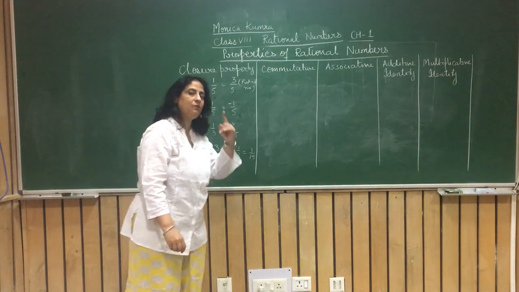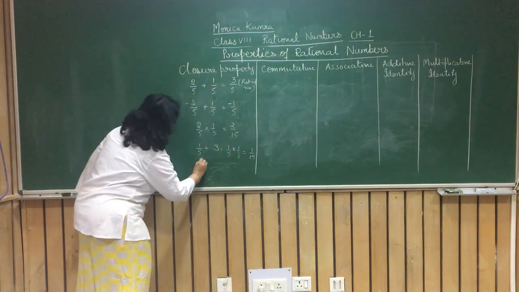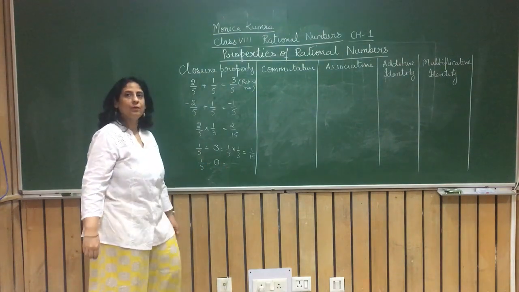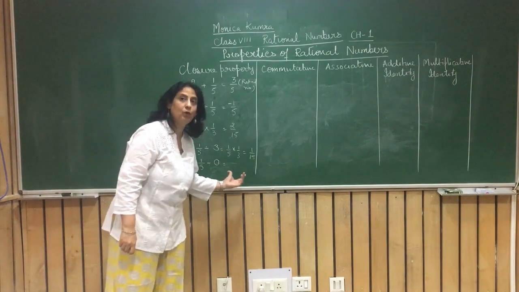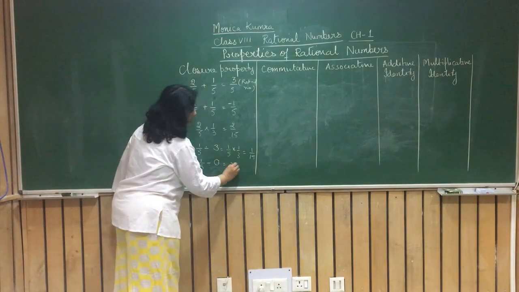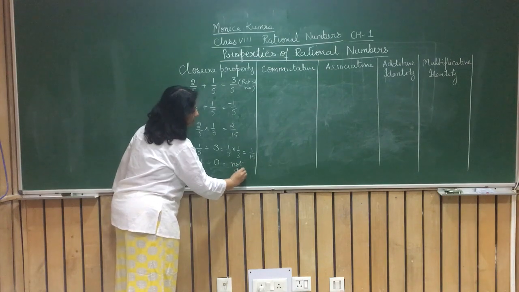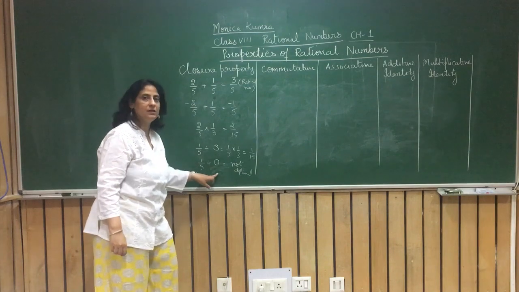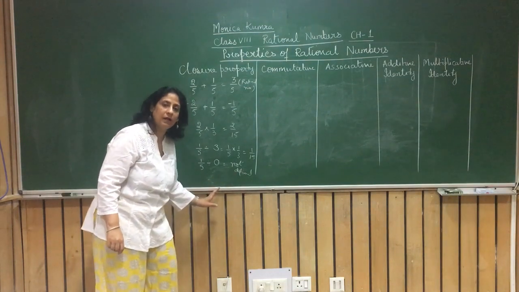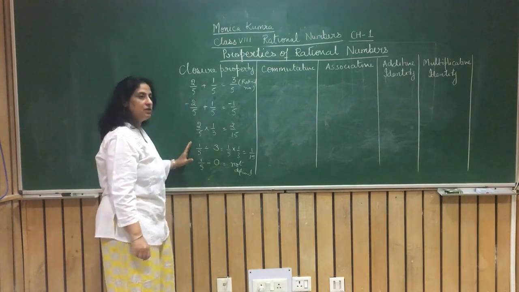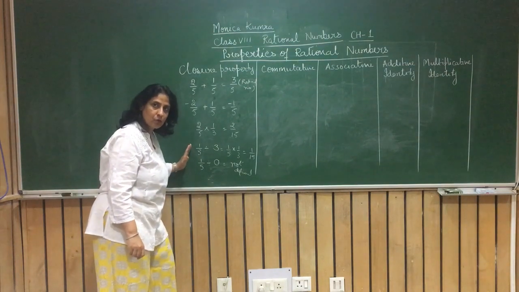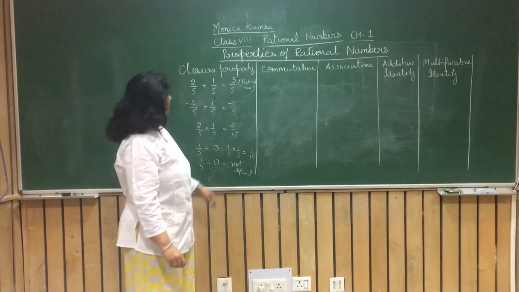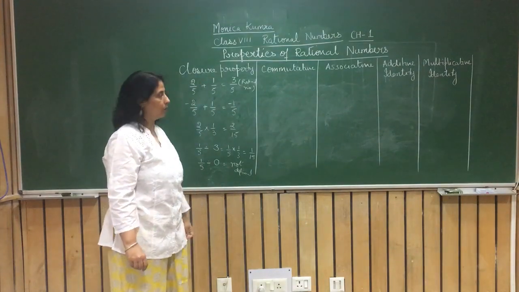But let me discuss one case of division with you. 1 upon 5 divided by 0. Is this defined? No. This is not defined because division by 0 is not possible. So whenever we divide any number by 0, it is not defined. So this doesn't become a rational number. So for division, closure property is true except for division by 0. Am I clear? So do copy all this in your notebook.